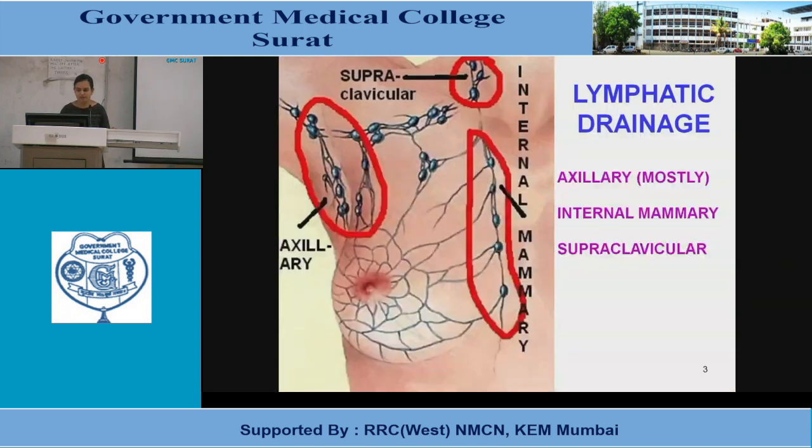Why is lymphatic drainage important? Because when we consider carcinoma of the breast, the axillary tissue or lymphatic tissue is usually involved. There are three main types. One is the axillary lymphatic drainage. Then there is the internal mammary. Then there are the supraclavicular lymph nodes which are involved.